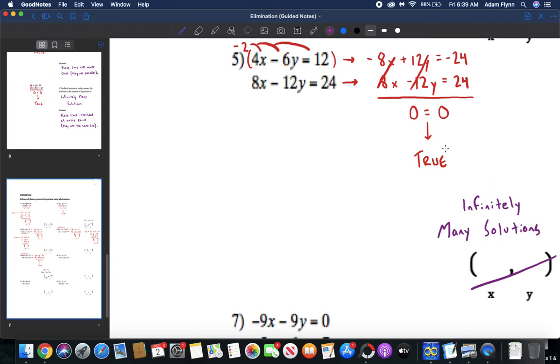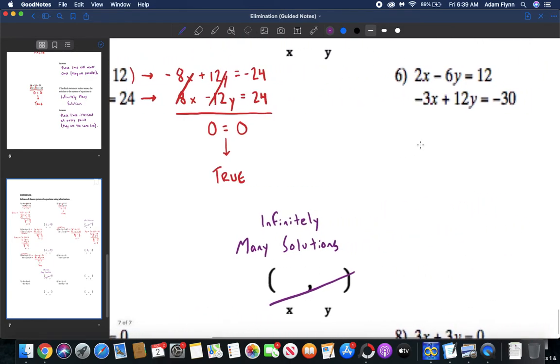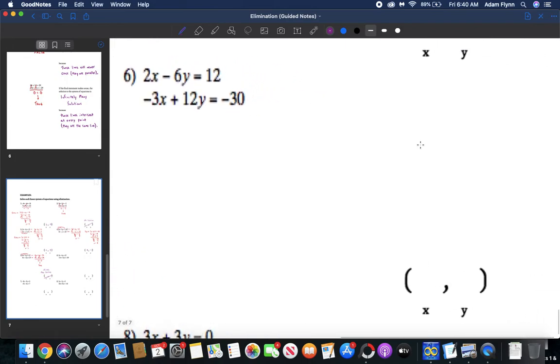Okay, so quick recap. If it's true, our final statement when we have no variables, it's going to be infinitely many. If it's false, it's going to be no solutions. On to number 6.